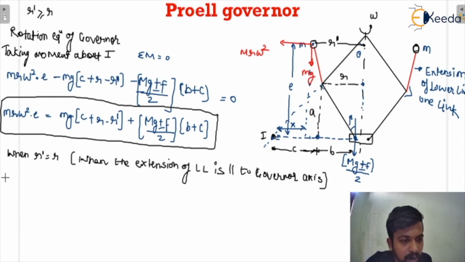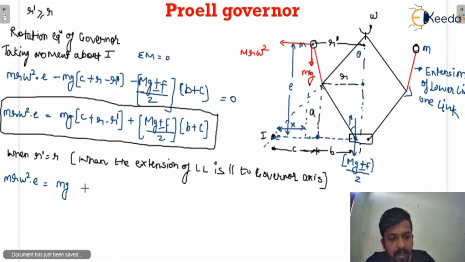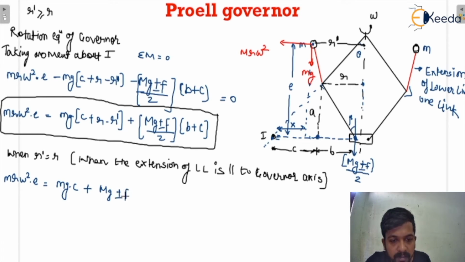When r dash is equal to r, then we have to put r dash equal to r in that equation, and what you get is m r omega square multiplied by e is equal to mg, that would cancel out. So c will be remaining here, and plus mg plus minus f by 2 multiplied by b plus c. This is the equation that we get when you put r dash equal to r in the above equation. Okay, this is the general equation.